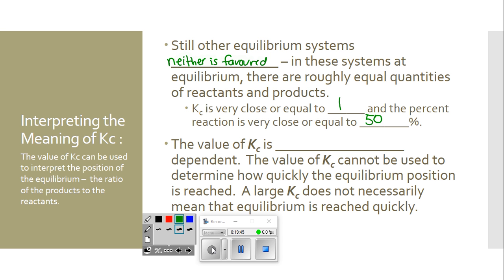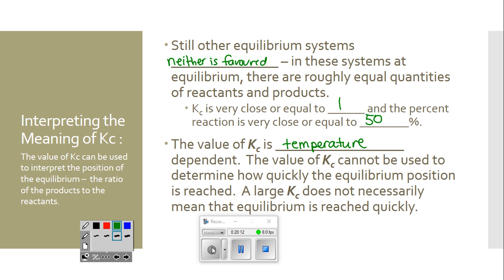The value of KC is something that is temperature dependent. So when we calculate KC, we can't change the temperature and assume that it's still true. So whenever we calculate a value, it's always for the temperature that the substances were at when we did the calculation.